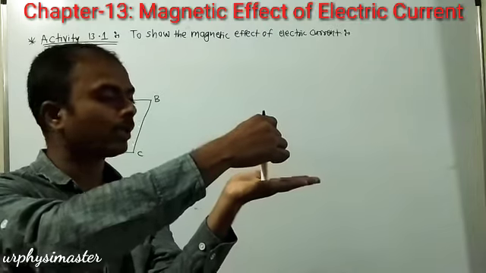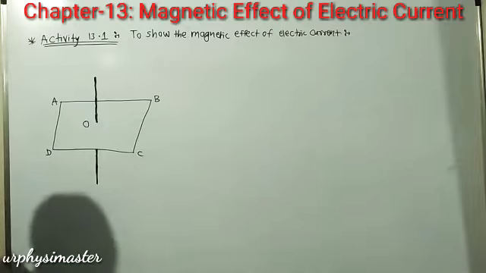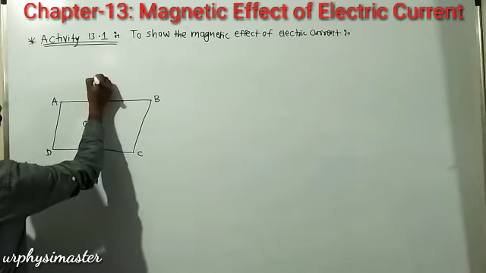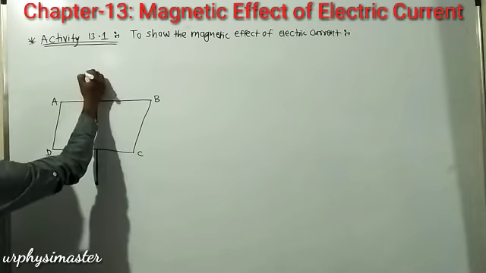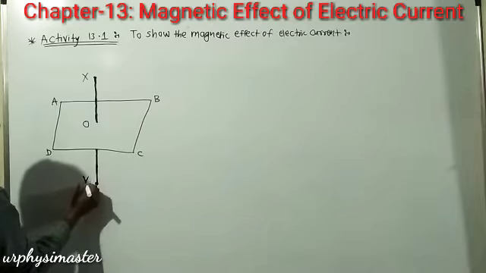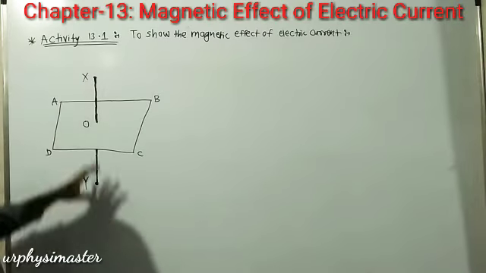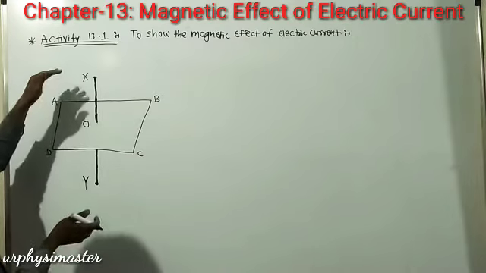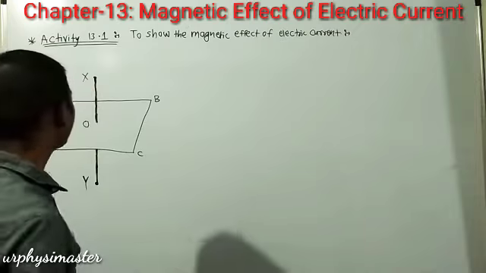plane of the cardboard. Now this thick copper wire is kept between two points, capital X and capital Y. Between those two points, this copper wire is kept.